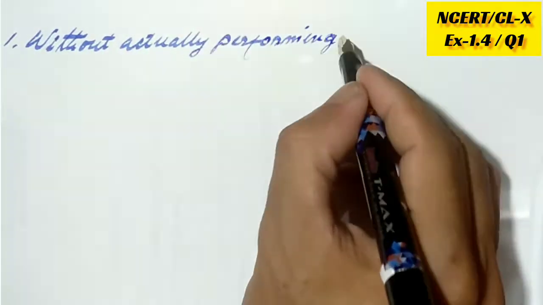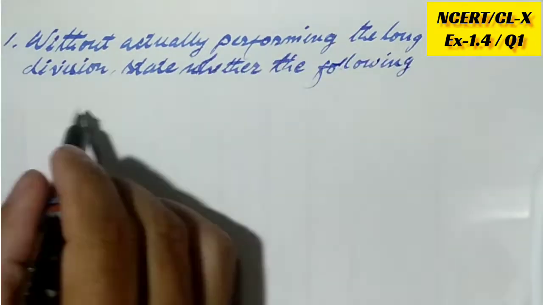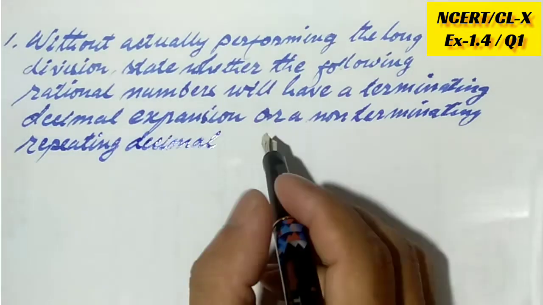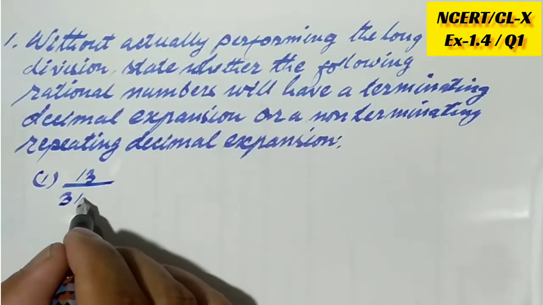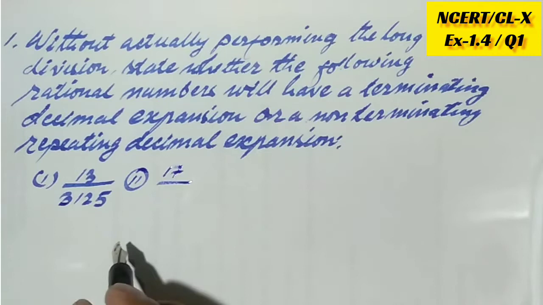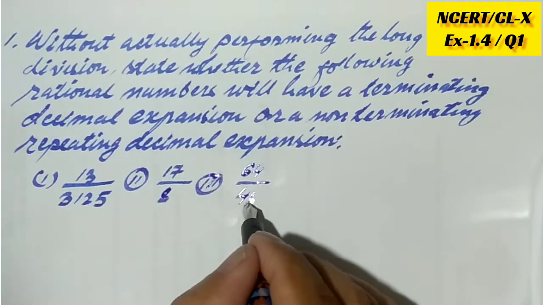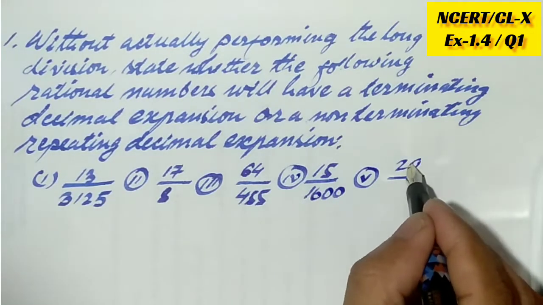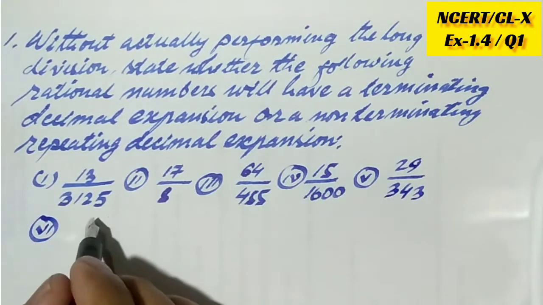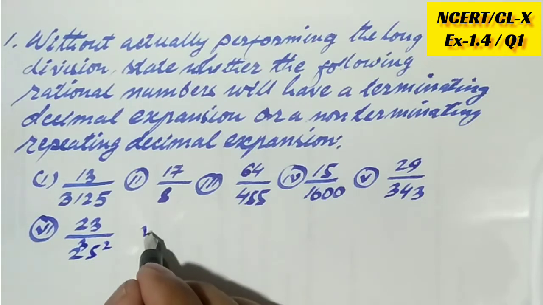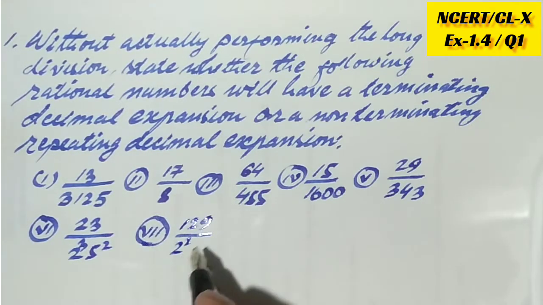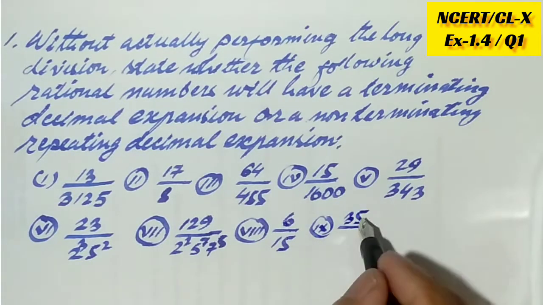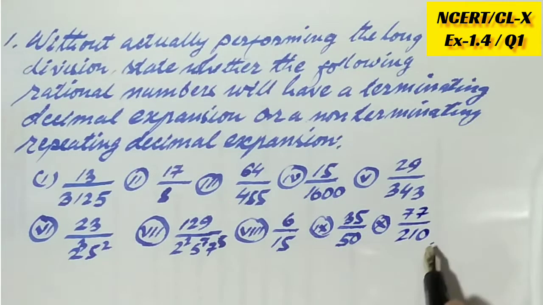Question number 1. Without actually performing the long division, state whether the following rational numbers will have a terminating decimal expansion or a non-terminating repeating decimal expansion. Roman number 1, 13 by 3125. Roman number 2, 17 by 8. Roman number 3, 64 by 455. Roman number 4, 15 by 1600. Roman number 5, 29 by 343. Roman number 6, 23 by 2 to the power 3 into 5 to the power 2. Roman number 7, 129 by 2 to the power 2 into 5 to the power 7 into 7 to the power 5. Roman number 8, 6 by 15. Roman number 9, 35 by 50. Roman number 10, 77 by 210.